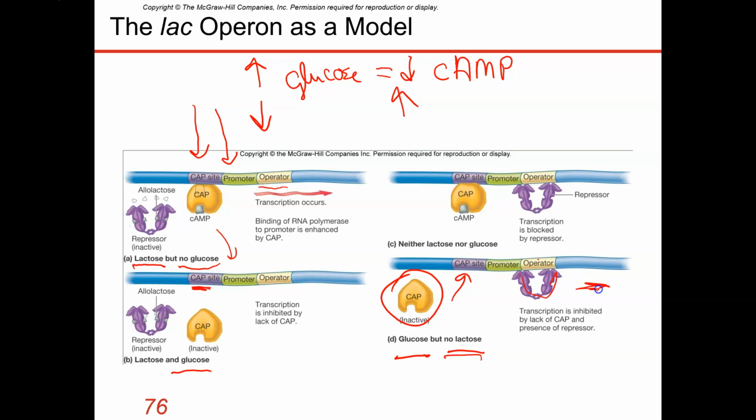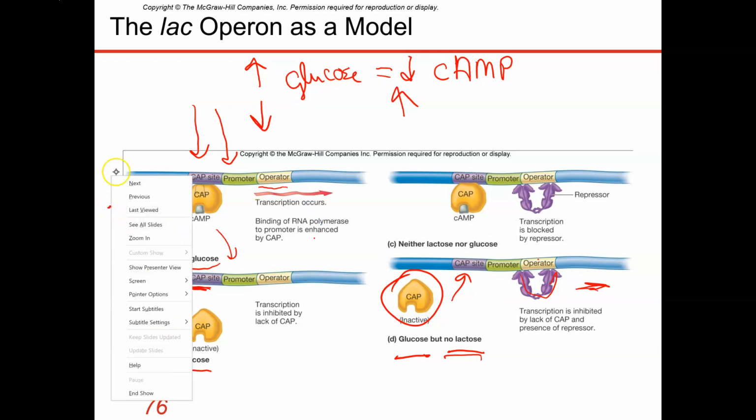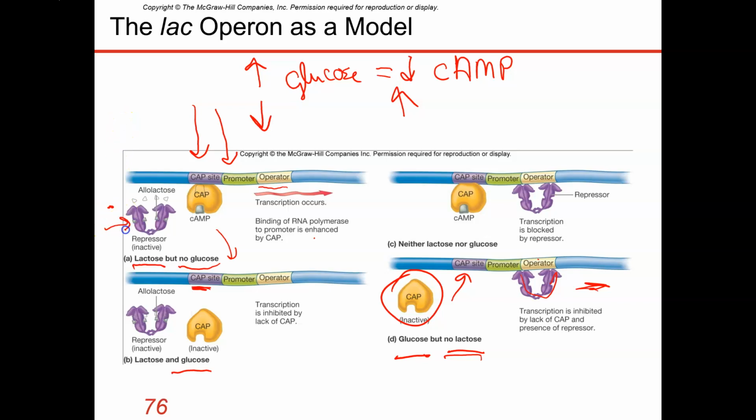So the only time you produce the structural genes in the lac operon is if lactose is present and there's no glucose. Then you will actually allow the lac operon to run, and you can produce the proteins needed to break down lactose.